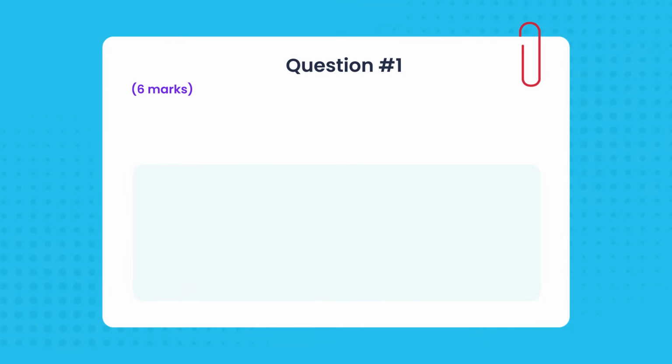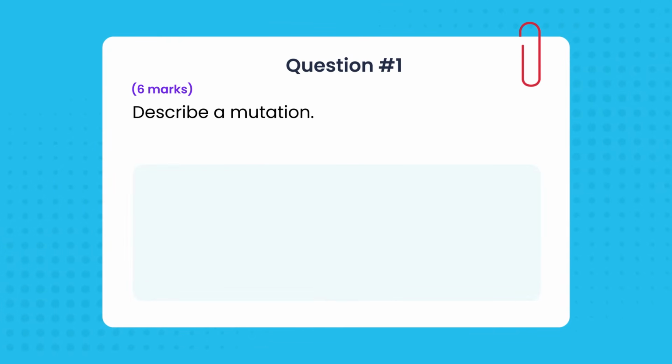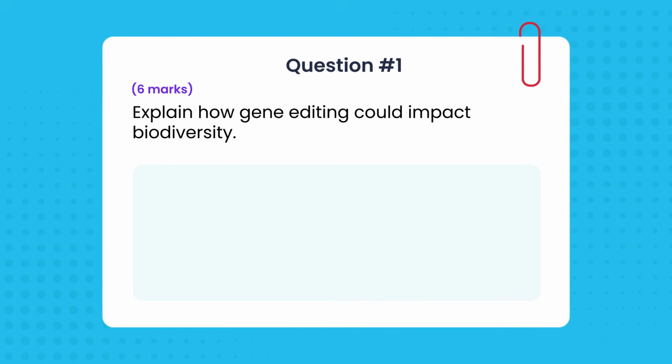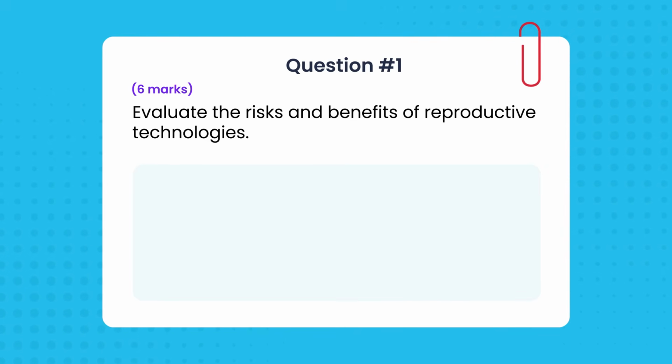Instead of asking you to simply define CRISPR or describe a mutation, the HSC might ask you to explain how gene editing could impact biodiversity, or to evaluate the risks and benefits of reproductive technologies. That's why it's so important to see the links between these ideas. So now that you've revised the content, take it one step further. Test how well you can connect these dots.